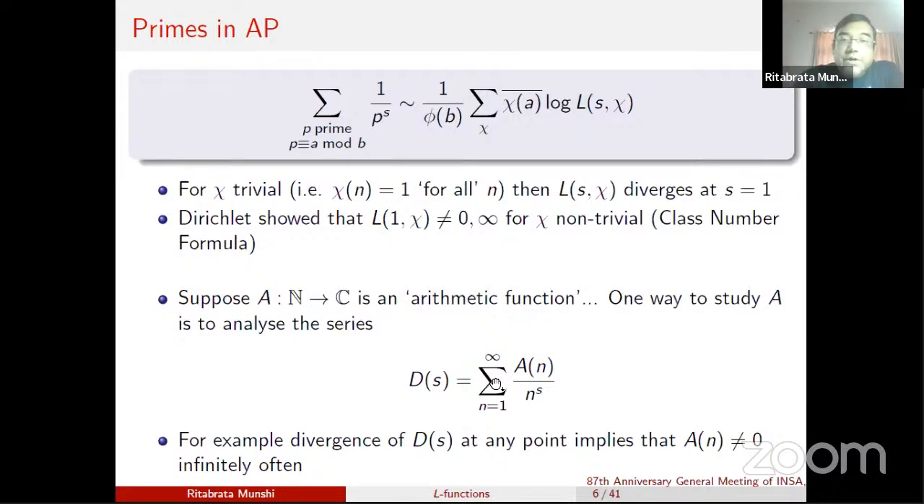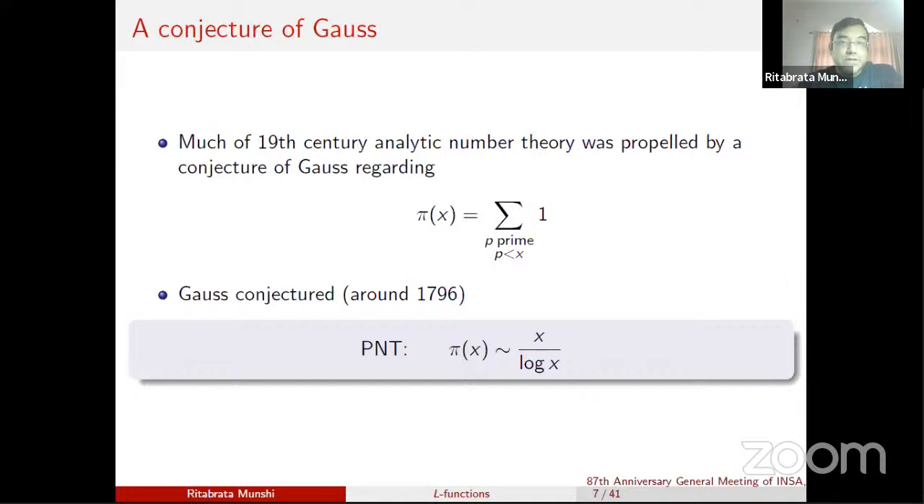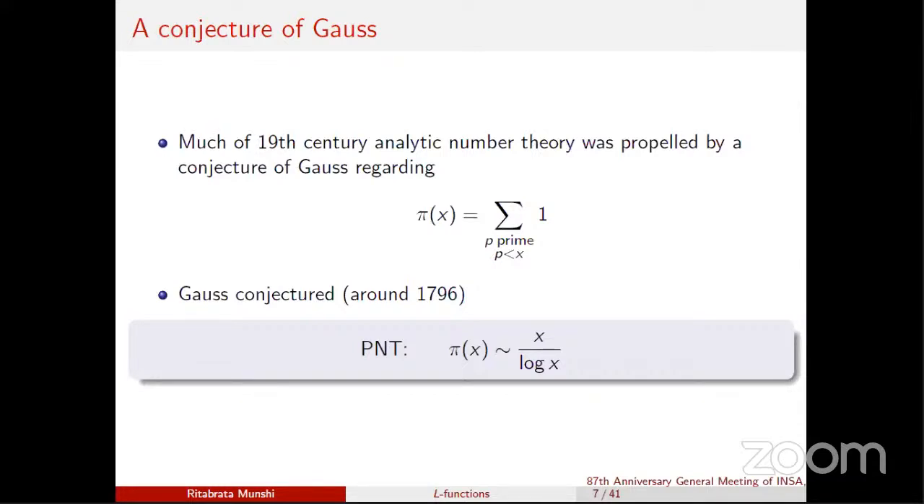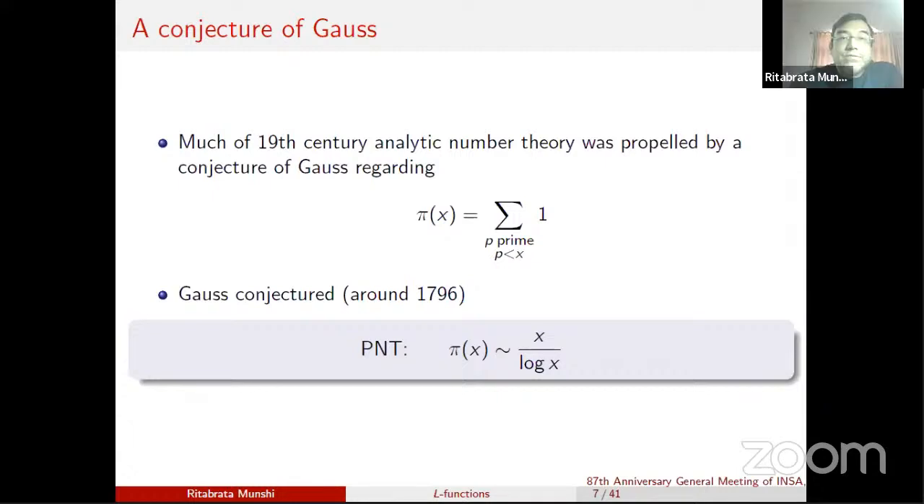And if you want to show that there are infinitely many a_n which are not 0, what you have to show is that this series is infinite at some value of s. So to understand the sequence, we have to go to the corresponding Dirichlet series. It's called a Dirichlet series because Dirichlet was the first person to use it in the context of number theory. Here is another problem which was of interest back in the 19th century.